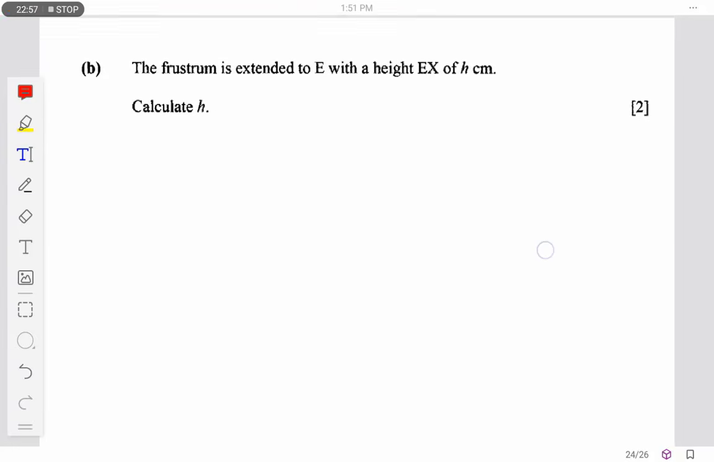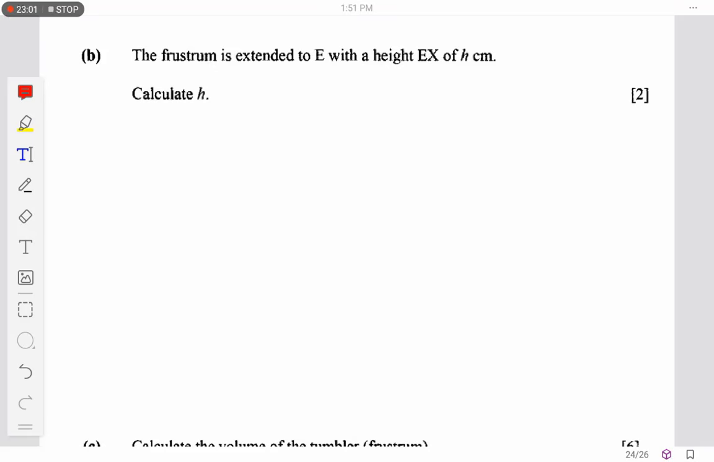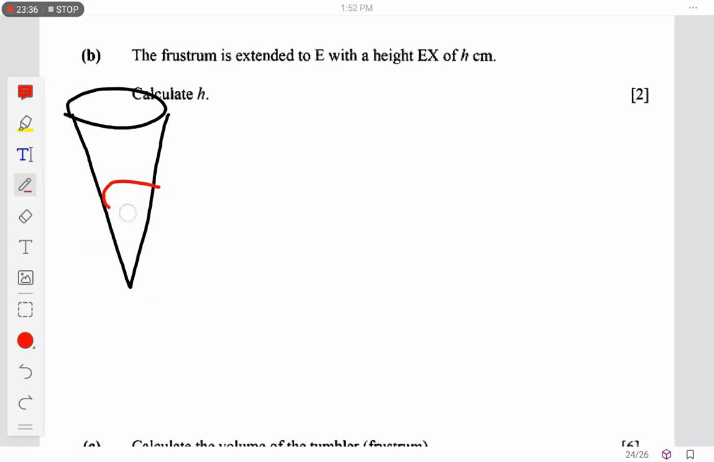They are saying the frustum is extended to E with a height EX of 8 centimeters. So we want to find now the height h centimeters there. When we have such a case, because these are similar, this is one cone. We have a cone here like this, then we have another small one inside there. Let me use another color here. We have a small one here like this. So this is the situation that we have.